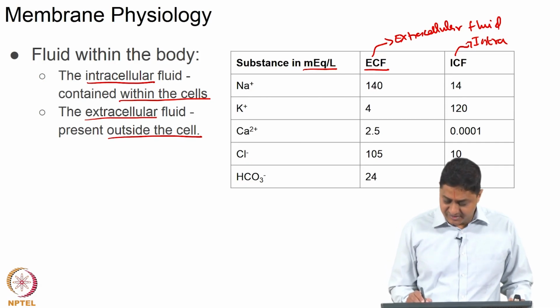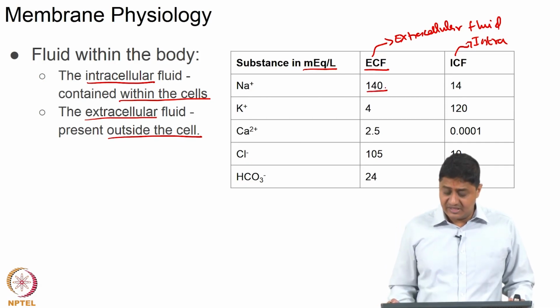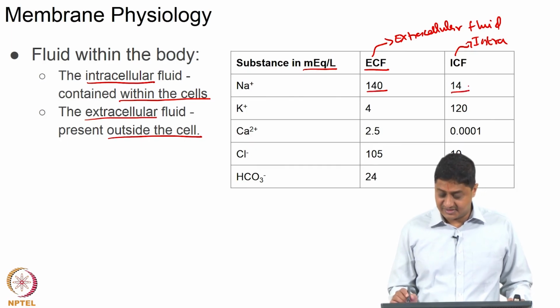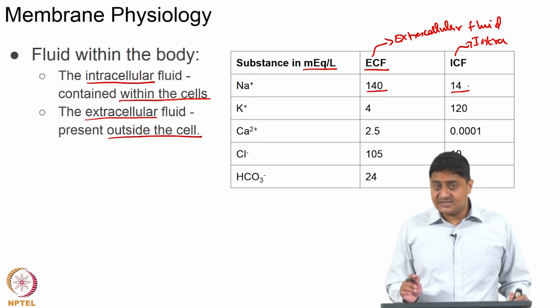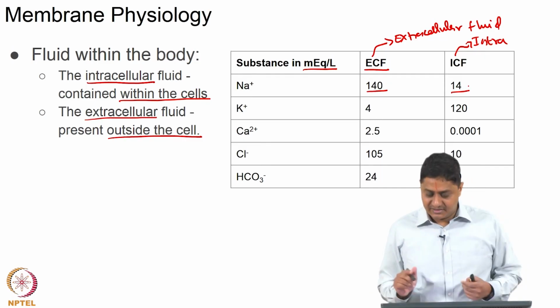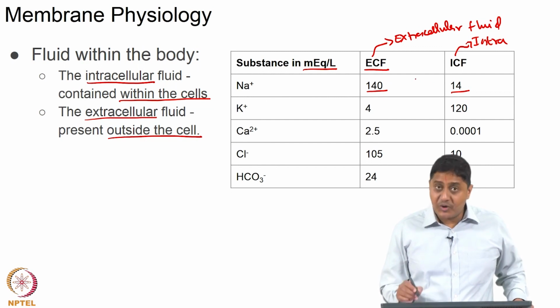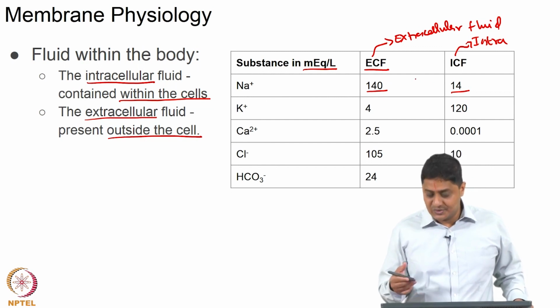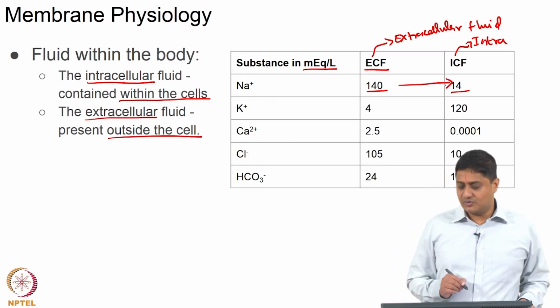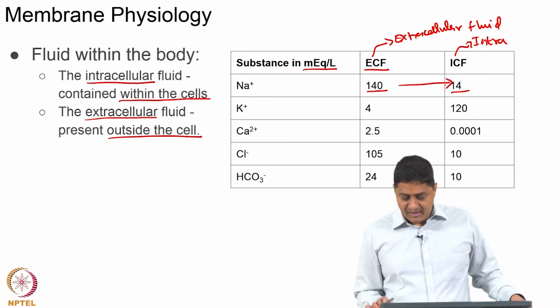For sodium, 140 milliequivalent per liter is present outside the cell and 14 is present inside the cell. So, that means there is a gradient. And what is the direction of this gradient? Suppose there was an opening that allows transport of sodium across the membrane, it is going to be transported in that direction. Please note where the arrow mark is.